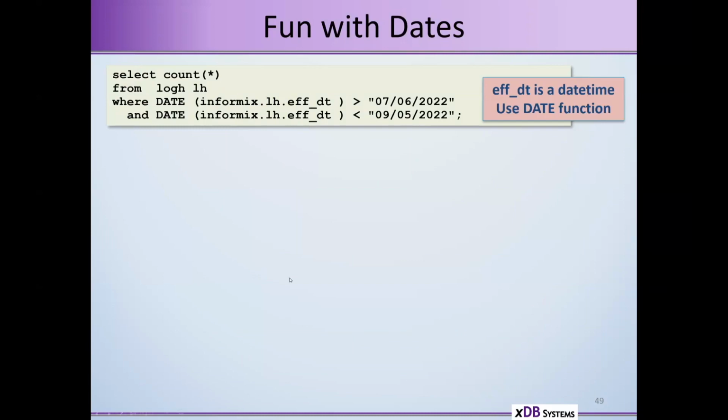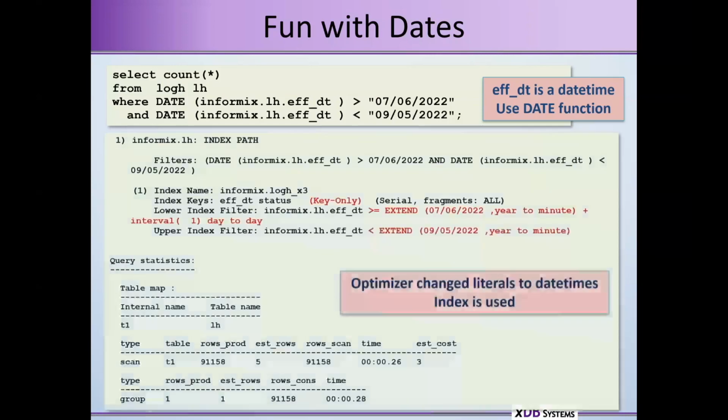So here's a case where I've got a datetime, and I've got my lower and upper bounds on my datetime column, but I'm comparing them against a date. So here we have to use our date function to convert our datetime into a date so we can do this comparison. What I found in the explain plan is something interesting. The optimizer realized what was going on and said, okay, I don't need to do that date thing.